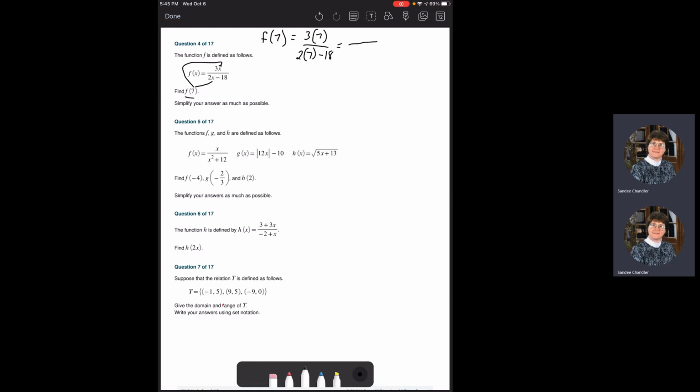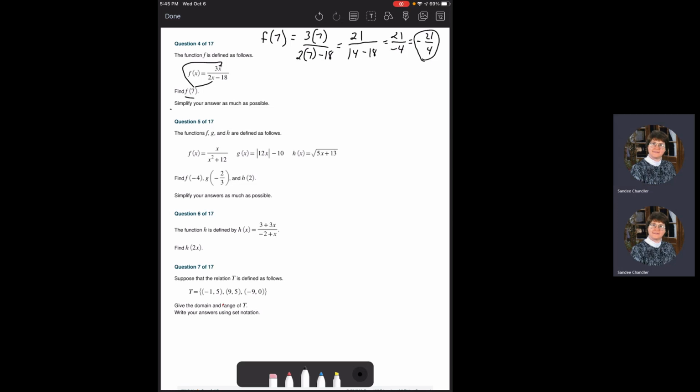So the numerator is 3 times 7, which is 21. Denominator, 2 times 7 is 14, minus the 18. Our numerator is still 21. Our denominator is 14 minus 18, which is negative 4. They don't like negatives in the denominator, remember, so we make it negative 21 over 4 for our answer.